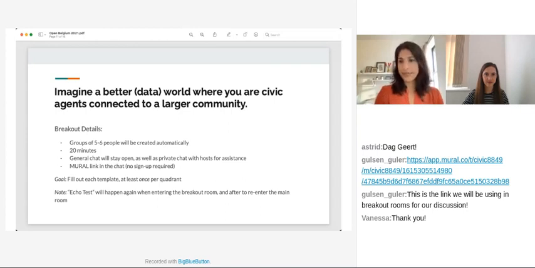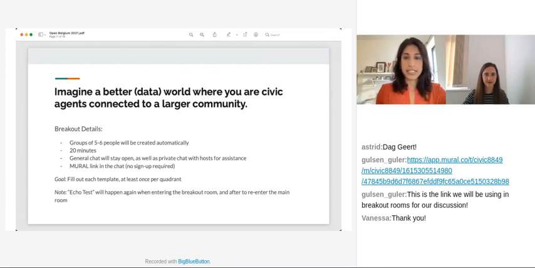Other logistics for these breakout rooms in this new platform: you will be automatically placed into a room. You don't have to worry about that. You might be prompted with that echo test again that you saw coming into this main room. And again, when the breakout room ends, you come back to this main presentation. The general chat will stay open to communicate amongst yourselves, as well as private chat to Gulshan for assistance. You probably saw more buttons at the bottom of your screen, so your video and microphone can be turned on once you're in the breakout room.